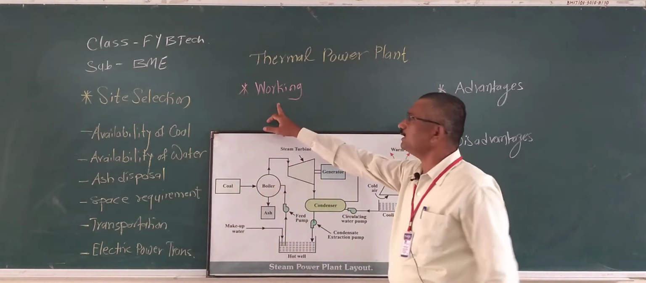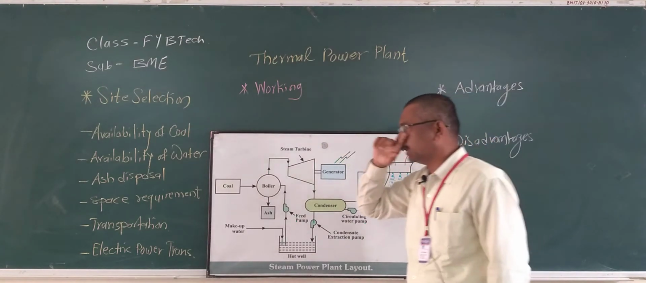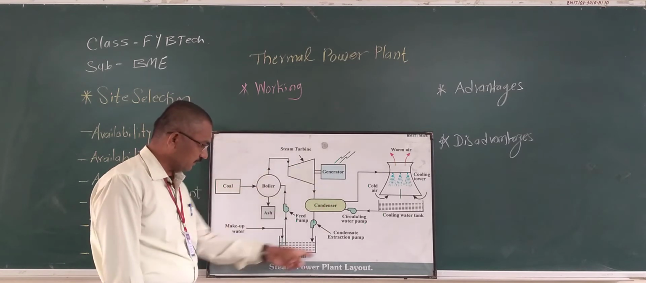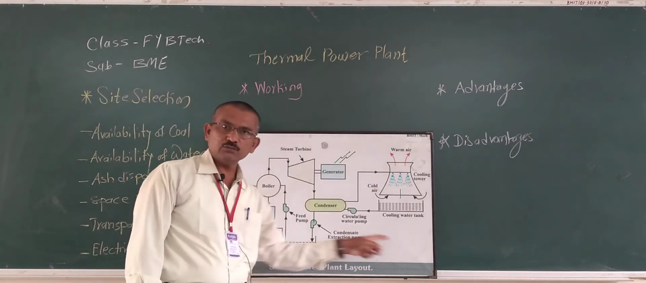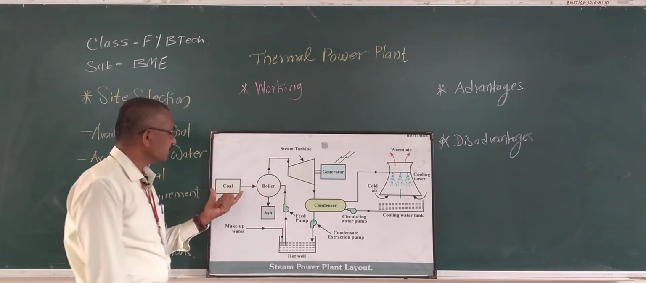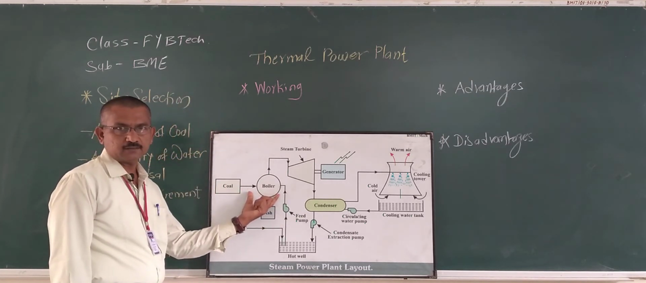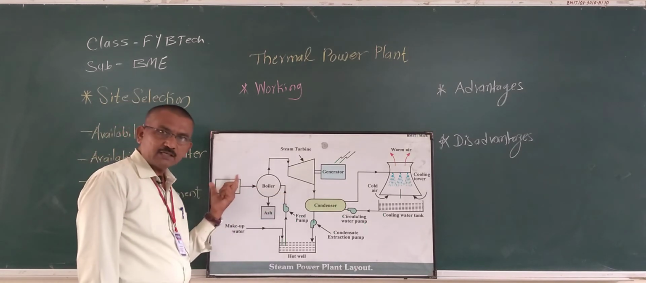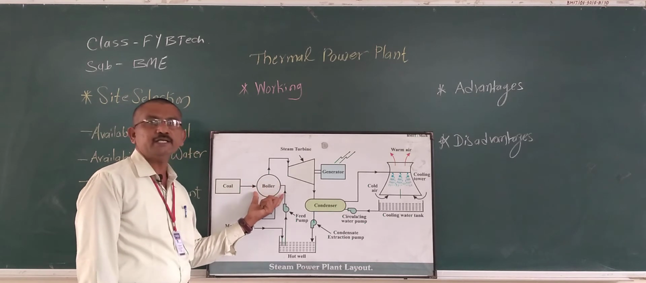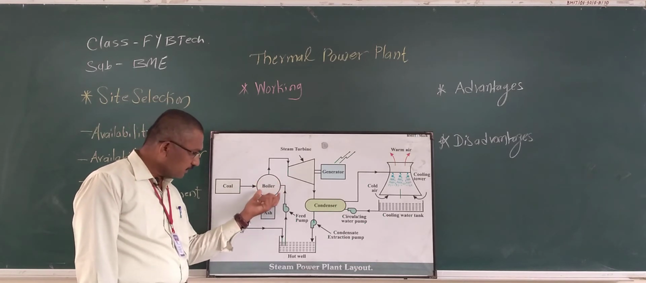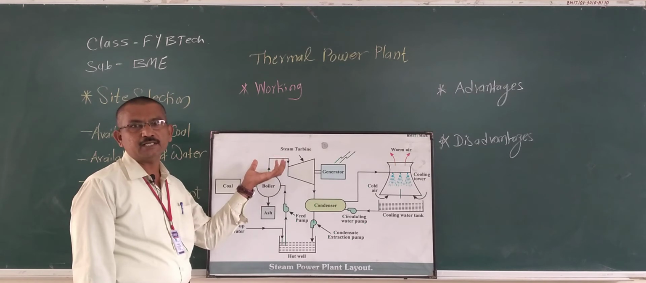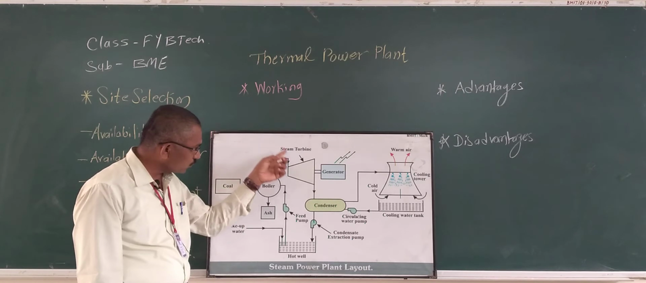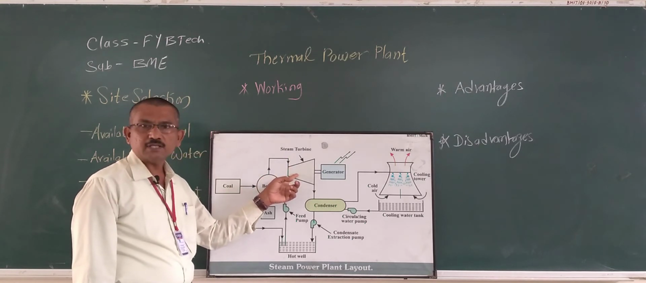Now regarding the working of the thermal power plant, how it works. Previously, as I told you, there are basically two circuits. These are the two different circuits. Initially the coal is supplied to the boiler, isn't it? With the help of the coal, heat is generated, that is, the chemical energy of the coal is converted into heat energy, and using that heat energy, the water inside the boiler is heated and converted into steam, and that generated steam is used to rotate the steam turbines, isn't it?